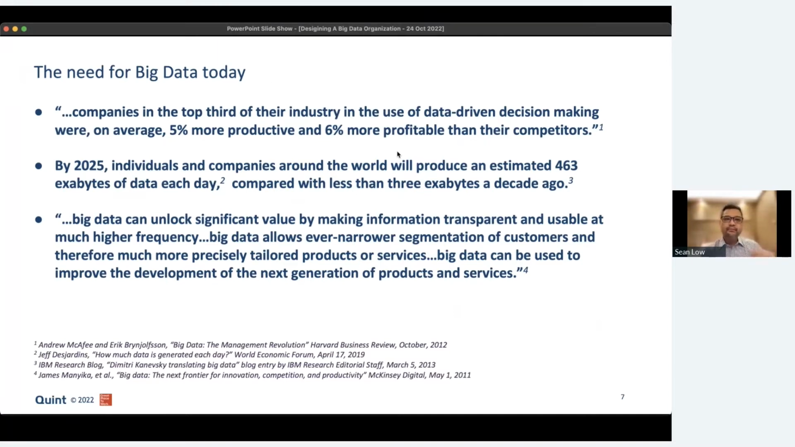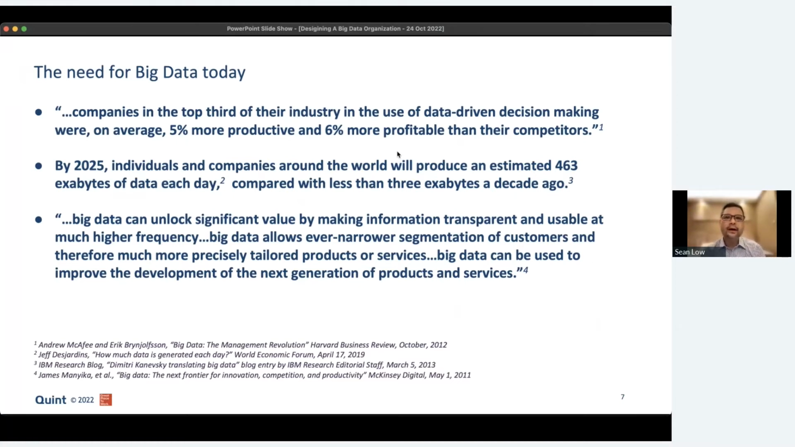Point number 2 says that big data is important today because by 2025, companies and individuals will produce an estimated 463 exabytes of data each day. Actually, when these numbers were collected by the World Economic Forum in 2019, I think they were a bit cautious, right? But if I look at 2022, where we are now, coming to the end of 2022, I think by 2025, we would have exceeded 465 exabytes of data each day. I think we are going to collect a lot more.